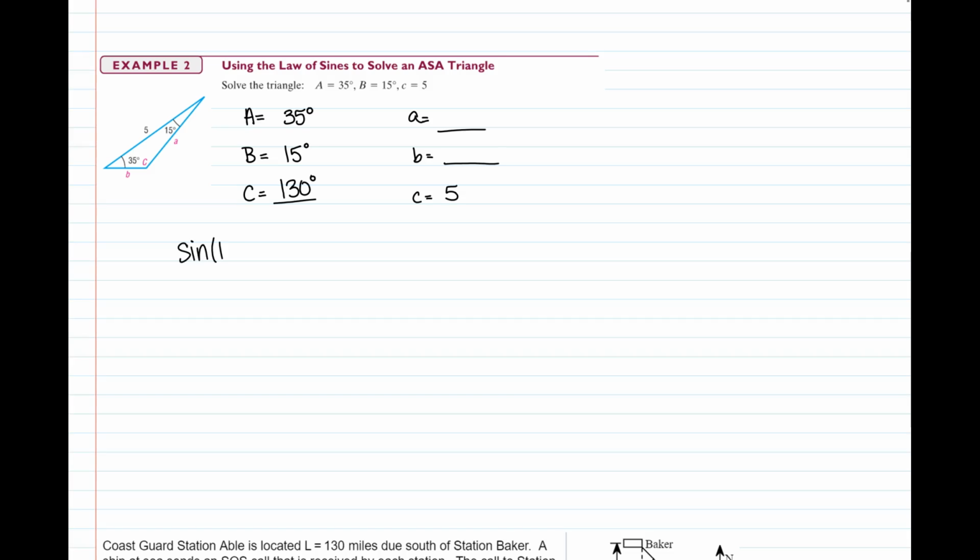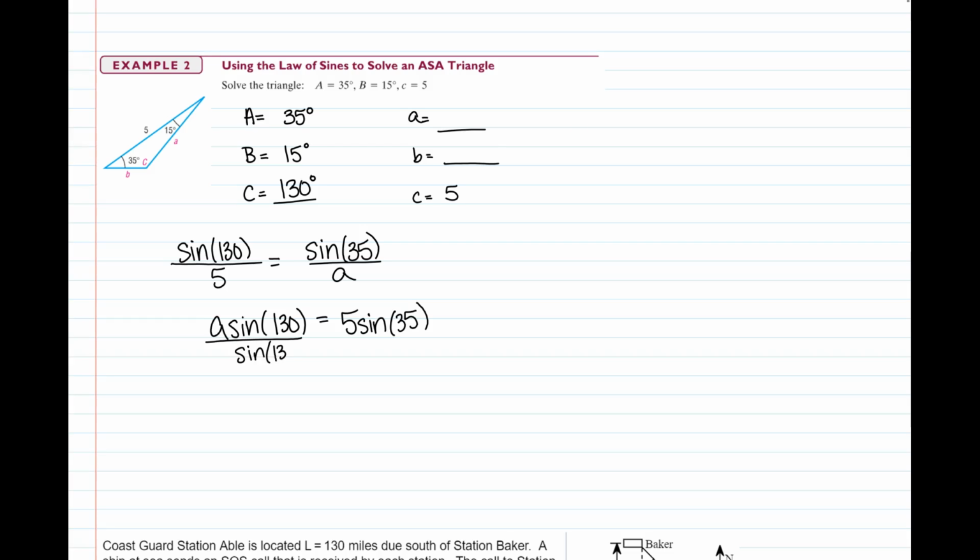So there's my ratio. There's my side and angle across from it. And I'm going to set this equal to sine of 35 divided by side A. And I'm going to cross multiply. And I'm going to divide so that I can get side A by itself. And side A is 3.7.